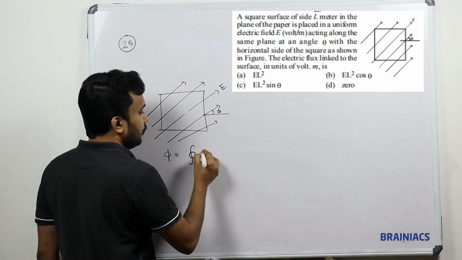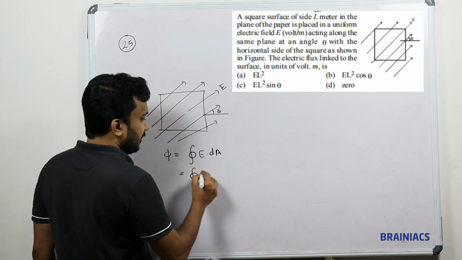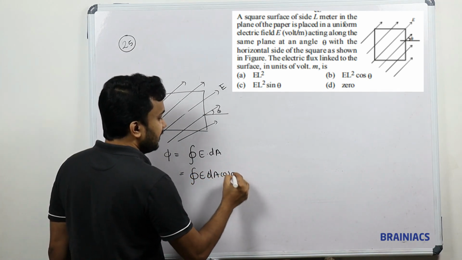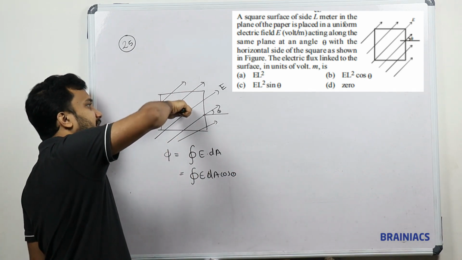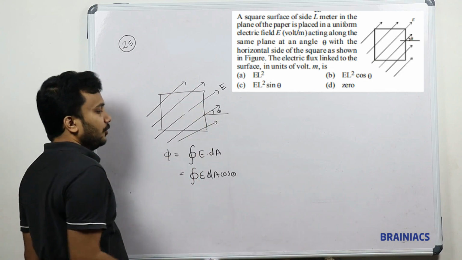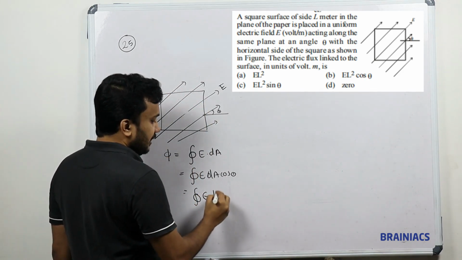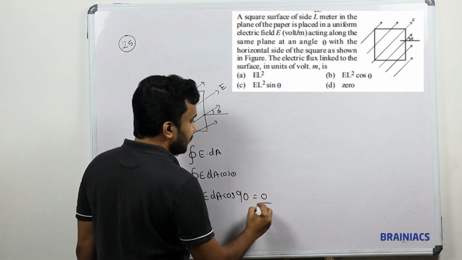So what is the definition of flux? Flux will be equal to closed integral E dot dA. I can specifically write it as E into dA into cos theta. Theta is the angle between electric field and area vector. Area vector is like this, electric field is like this, so the angle is 90 degree. So E dA of cos of 90, so the answer will come as 0.